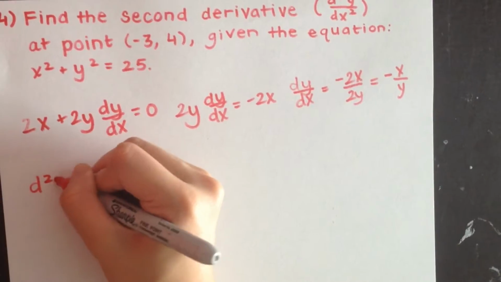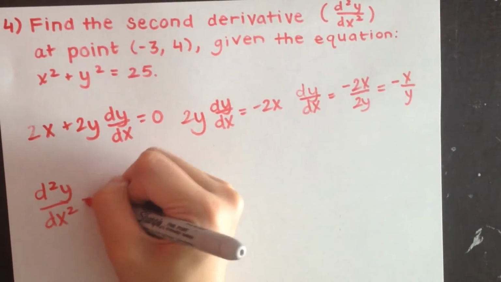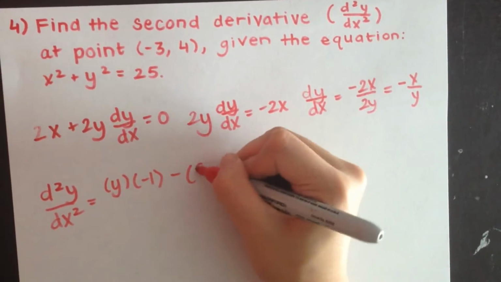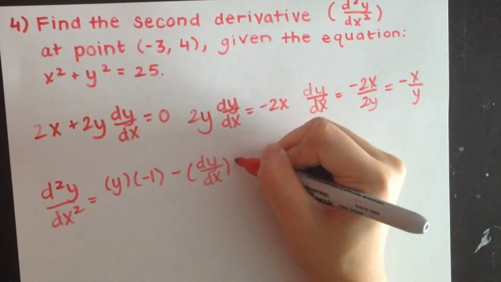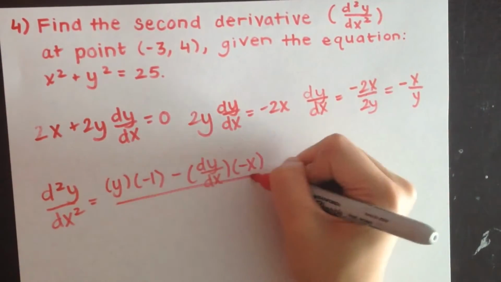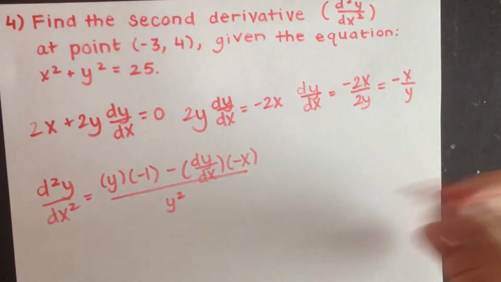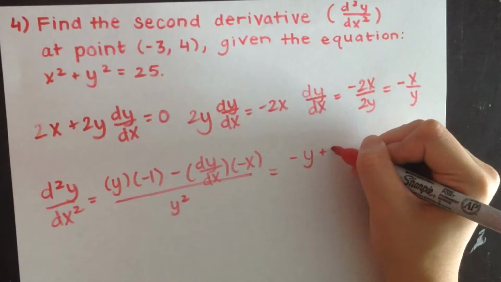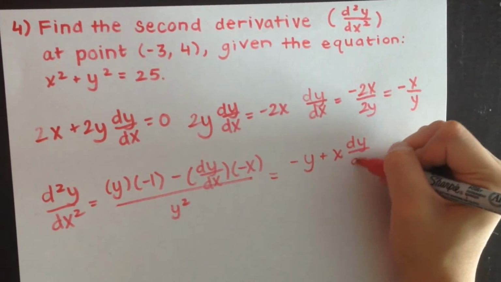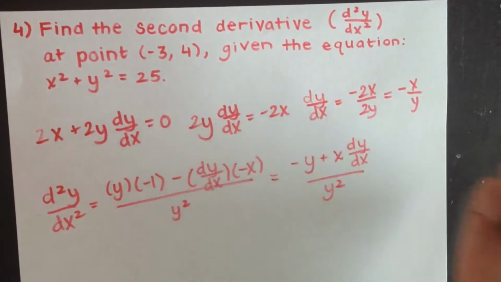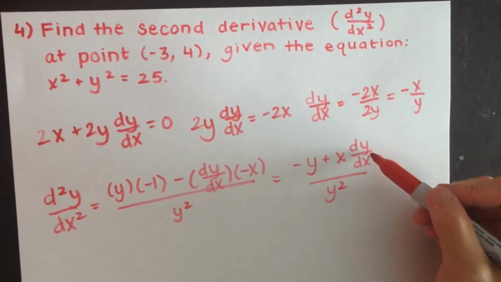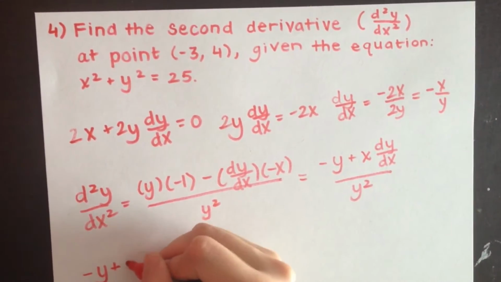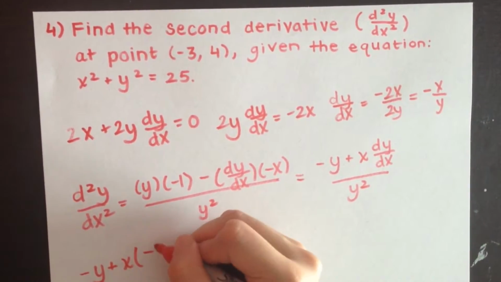So the second derivative would be y times negative 1 minus dy over dx is negative x, over y squared, because we're just using quotient rule. And you simplify this to give you negative y plus x dy over dx, over y squared. Now for dy dx, you plug in what you got for the first derivative, which is negative x over y. So that gives you negative y plus x times negative x over y, all over y squared.